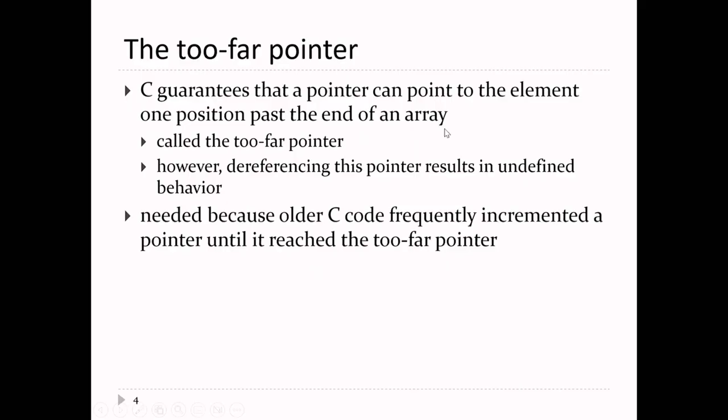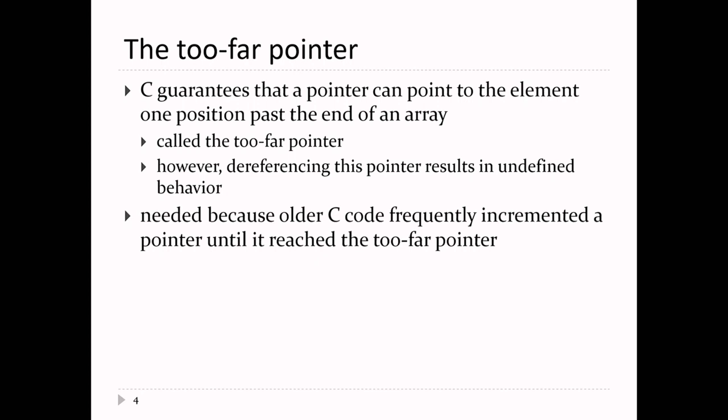There we go. Okay, so that pointer that's one past the end of the array is called the too far pointer. You can have a too far pointer for any array. The language guarantees that you can create such a pointer. So I can take P in this case and add 3 to it. 1, 2, 3. So that's P plus 3. The language guarantees that that pointer exists.